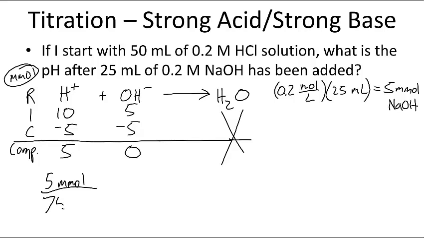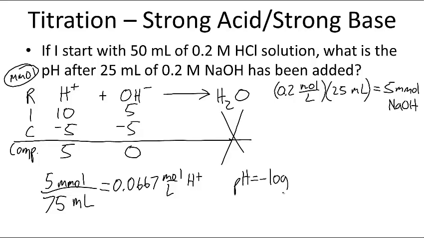Now the total volume has changed to 75 milliliters, so it's 5 millimoles over 75 milliliters. And that is 0.0667. So the pH is going to be the negative log of that, which is 1.18.